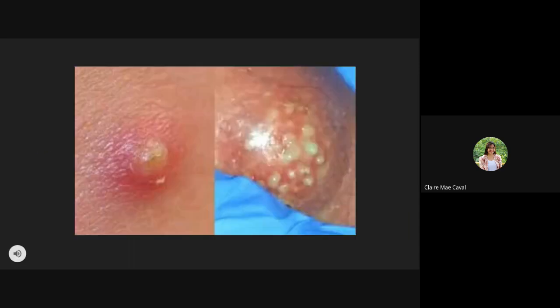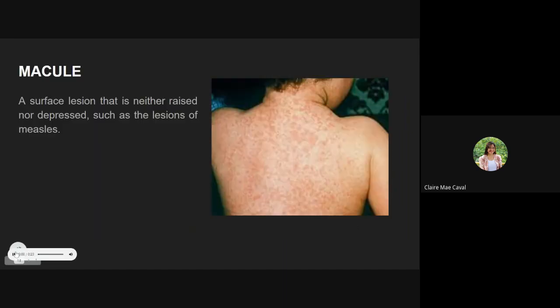So this picture facing your computer is macule. Macule is a surface lesion, meaning it's only on the surface of your skin. It's neither raised nor depressed. So this is how it looks like. You can see this in measles patients. Measles is caused by a virus. So it's caused by rubeola virus. So again, this is your macule.